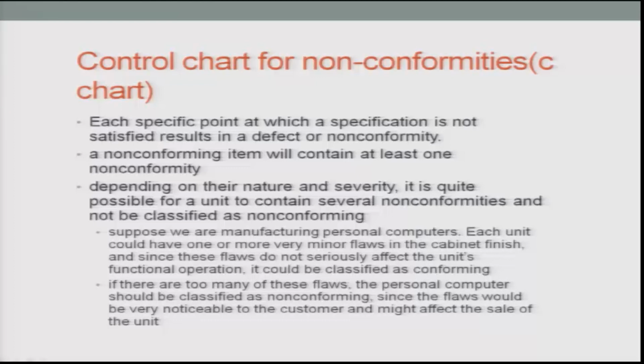Continuing in this, if there are too many of these flaws, the personal computer should be classified as non-conforming, since the flaws would be very noticeable to the customer and might affect the sale of the unit. Maybe the number of non-conformities is very small and those can be passed, but if the number or the type of non-conformities is very large or very serious, obviously that is a problem, and you have to take corrective actions later to rectify it. Those considerations should be studied when you are doing the non-conformity or conformity calculations and trying to draw the charts.